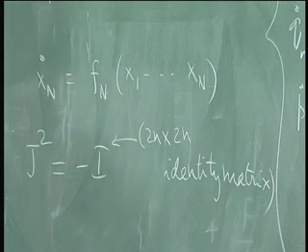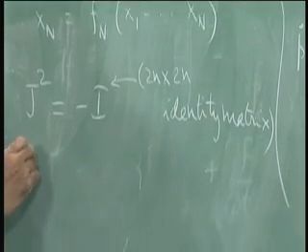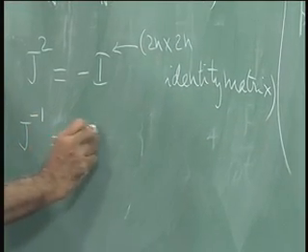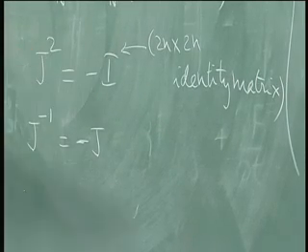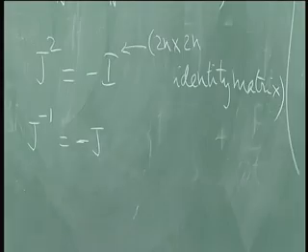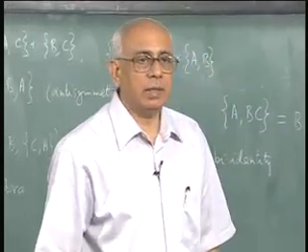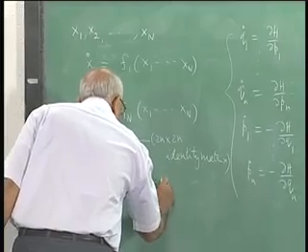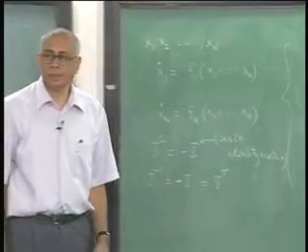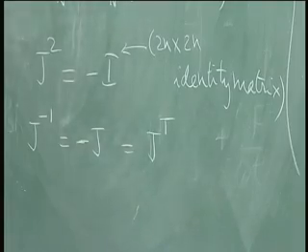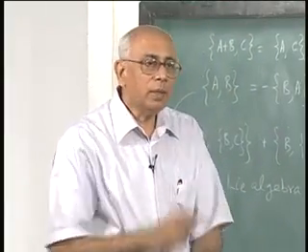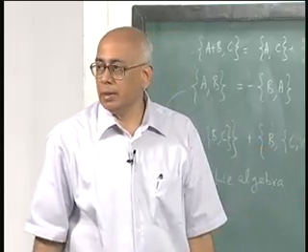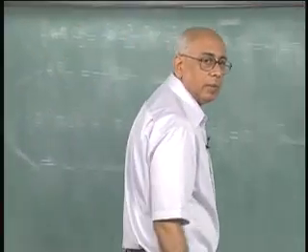And that immediately tells us that J inverse equal to minus J, because J squared is minus I, so J inverse is minus J. So J has an inverse and it is equal to minus itself, and incidentally it is a trivial matter to see that this is also equal to J transpose. If I interchange the rows and columns of this matrix, if I write the ij element as the ji element, then that is just going to give me minus J. Okay. Very useful properties.